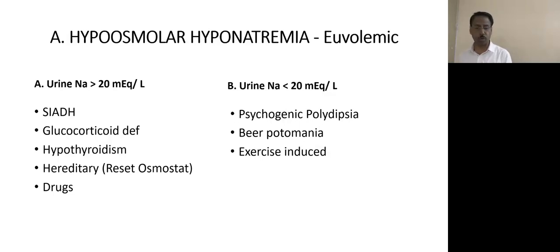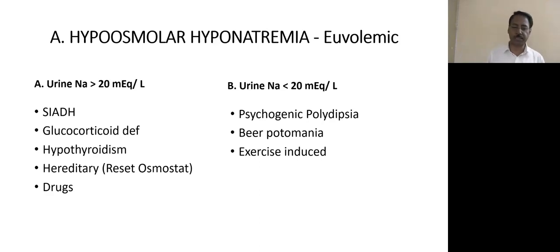So if you look at a hypoosmolar hyponatremia which is euvolemic, the next step is to look at whether sodium is being lost from the kidneys or being lost from elsewhere. So you just look at urine sodium. If it is more than 20, you are saying that the loss is from the kidneys. And the causes that come under that are syndrome of inappropriate ADH secretion, glucocorticoid deficiency, hypothyroidism, and some rare things like hereditary reset osmostat, or there are a number of drugs that you have to remember here, right? So drug history becomes very important in any patient who is coming with hyponatremia. You need to have that list of drugs.